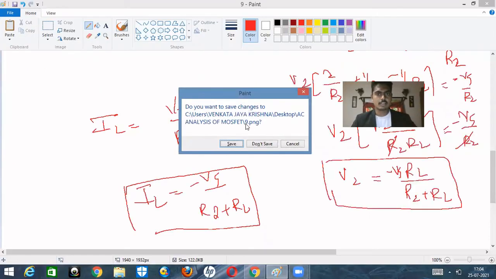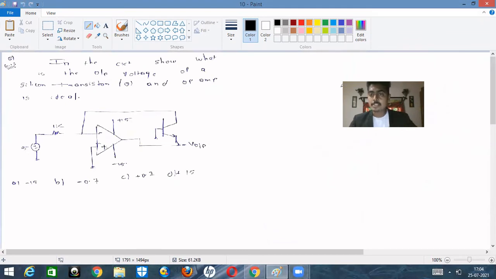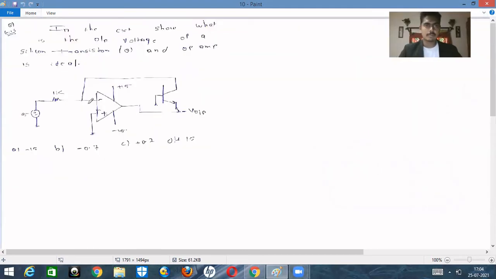That is regarding what we need to do when the transistor BJT comes in an operational amplifier. You can see here, this is minus and this is plus. The plus is connected to ground, and the minus is connected over this point, and here we have a BJT connected, and this is V output. In the circuit shown, what is the output voltage, given a silicon transistor and the operational amplifier is ideal? We need to find the value of V output.